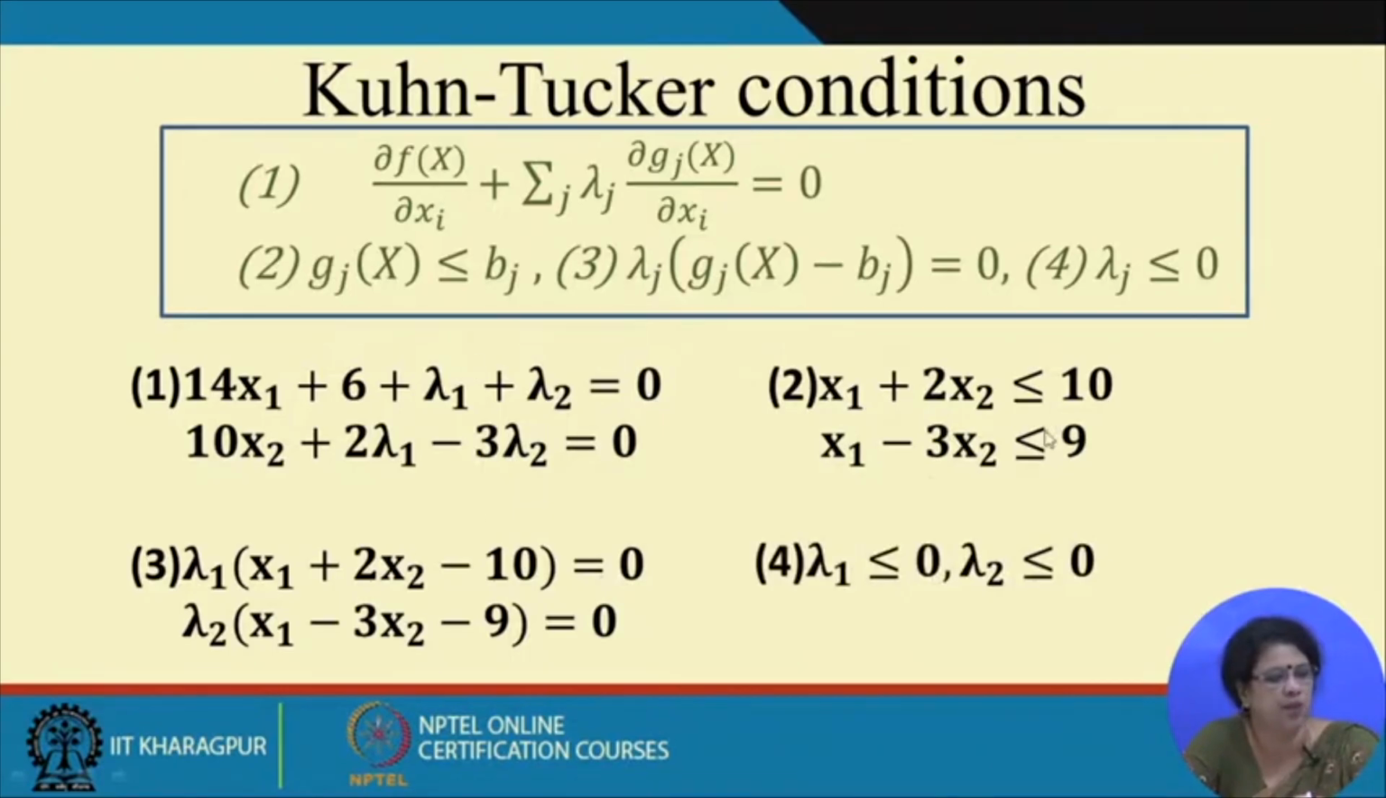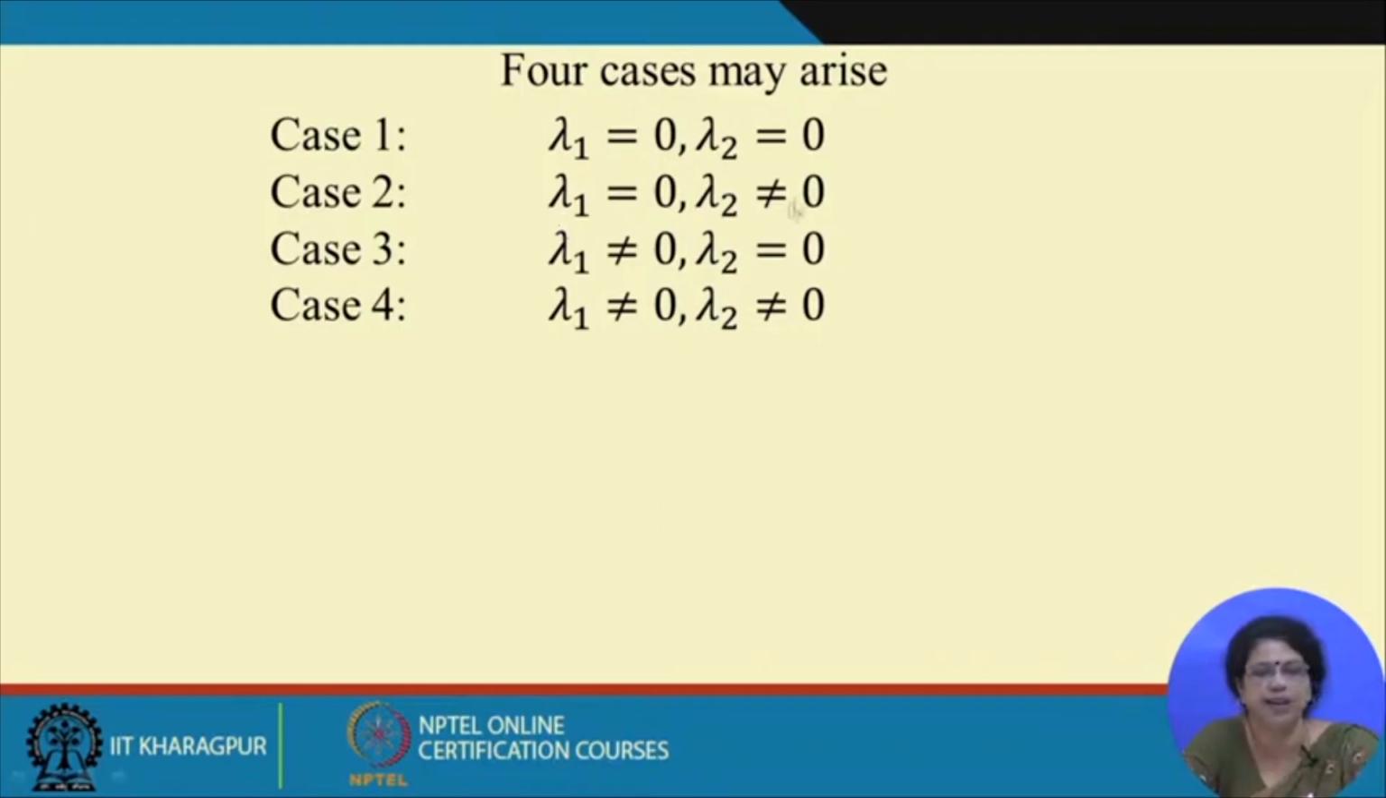We have so many equations together, and only 4 unknowns. Since there are 4 equations and 4 unknowns, very easily we can find the values for lambda 1, lambda 2, x1, x2. But we have to consider the values under different conditions: lambda 1 equal to 0, lambda 1 not equal to 0, lambda 2 equal to 0, lambda 2 not equal to 0. That is why so many options come up to get the set of values for the 4 unknown variables. So let us consider 4 cases one by one.